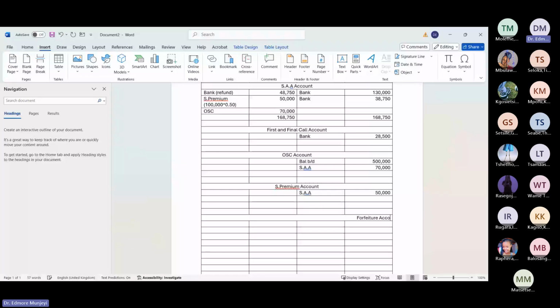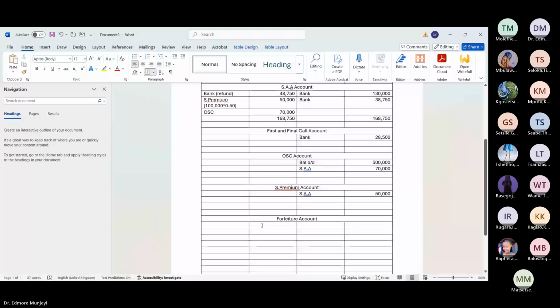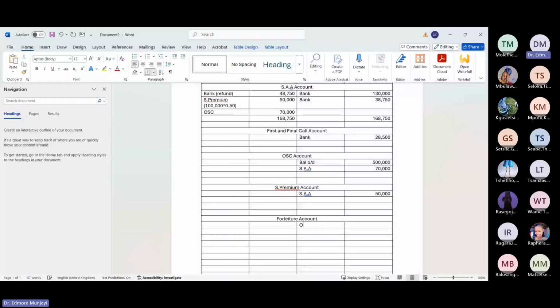Forfeited shares are going to reduce our capital. So that means we are going to credit the forfeiture account and debit the ordinary share capital. We debit OSC, and then you credit the forfeiture account with 5,000 of those shares, and then go to the ordinary share capital account for forfeiture, and debit it.